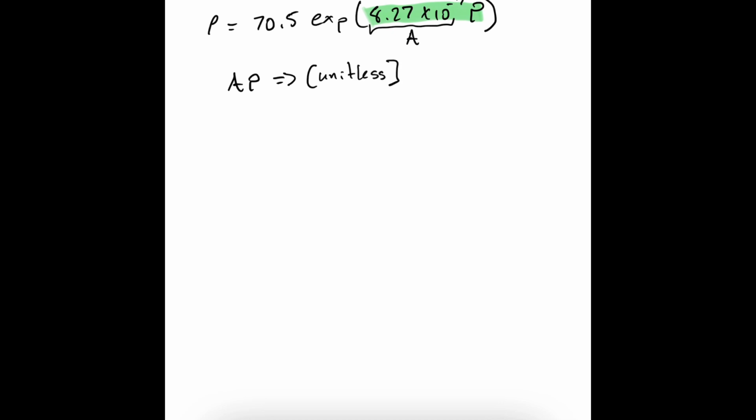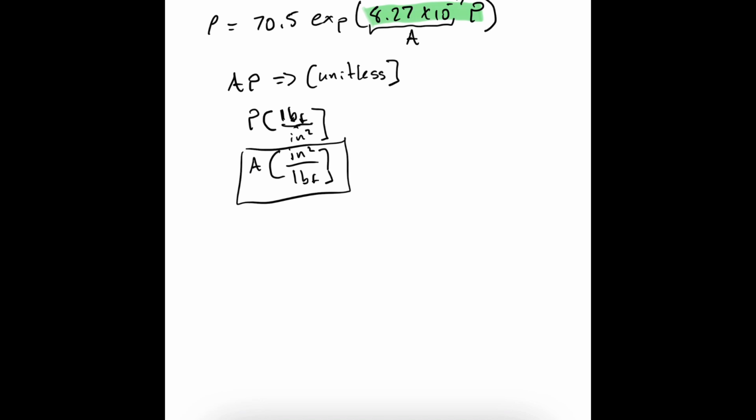That means if P is a pressure in pounds mass per square inch, then A has to have units that are the reciprocal of that: inches squared per pounds. Oh, it's force, it's not pounds mass. Pounds force per inch squared. So that's the unit of A, the part that's in the exponent.